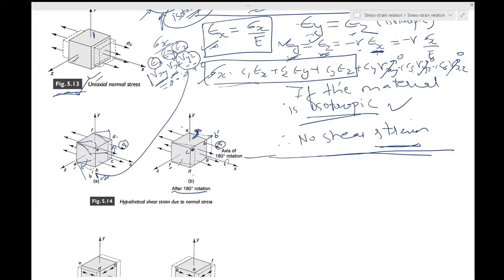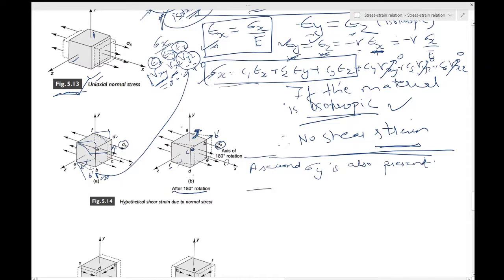We had found out the strains due to sigma x alone, and now what we would do is a second, sigma y is also present. Okay, so sigma x was acting, and over this we will now add a sigma y. Now let's see what this does.